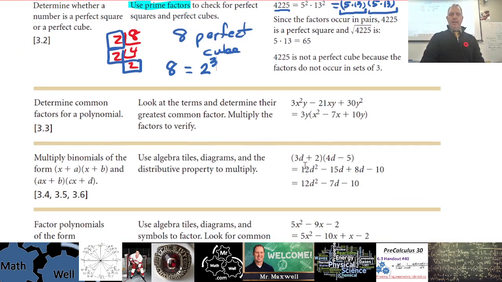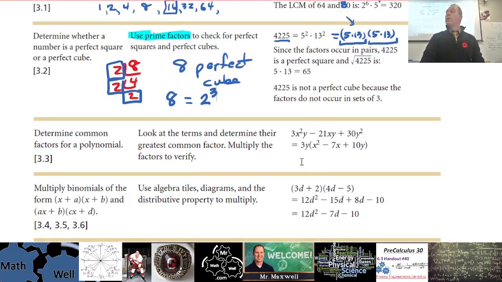All right, any questions about 3.2? All right, so that's what you're focusing on: perfect square numbers, perfect cubes. Okay, 3.3. Determine a common factor for a polynomial now.